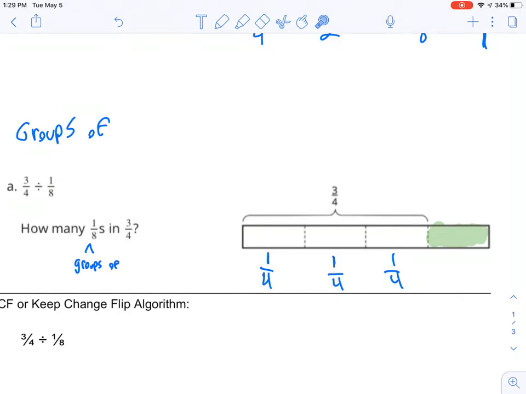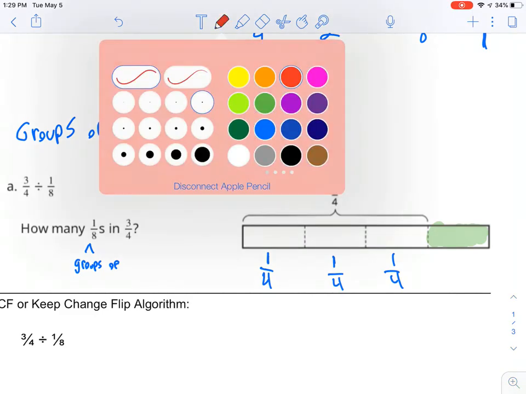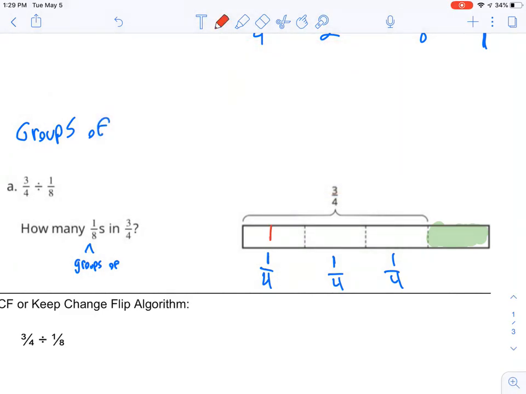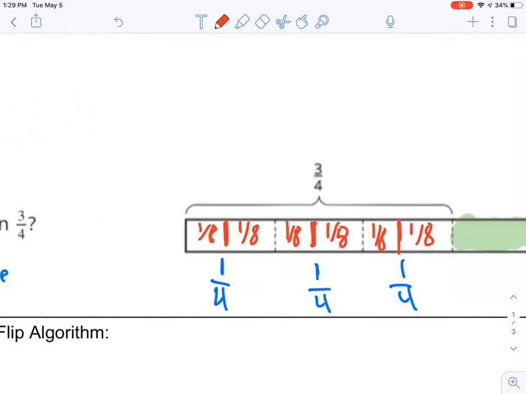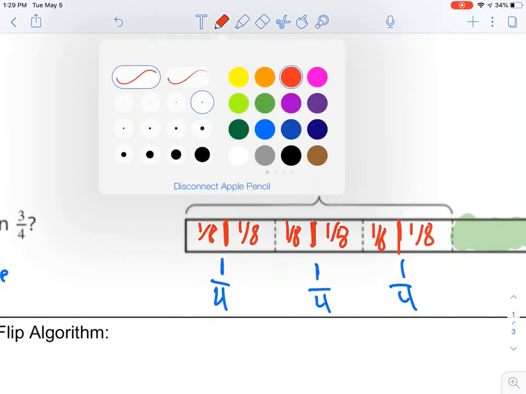Well, what do we know? We know that 1/8 is exactly 1/2 of 1/4. So that means 1/8 will fit into both of these, or I should say all three of these, twice. Okay? All right, excellent. So now we have all our 1/8s. Let's go ahead and count those groups.